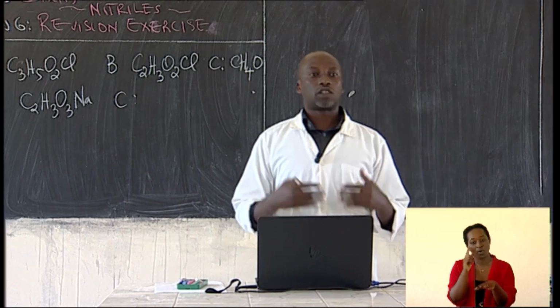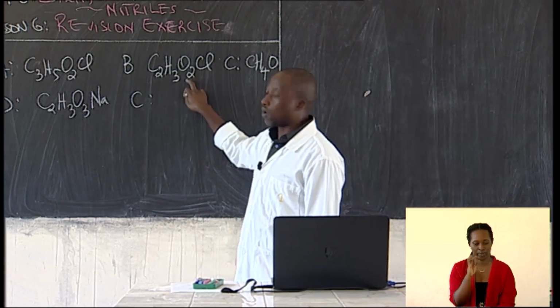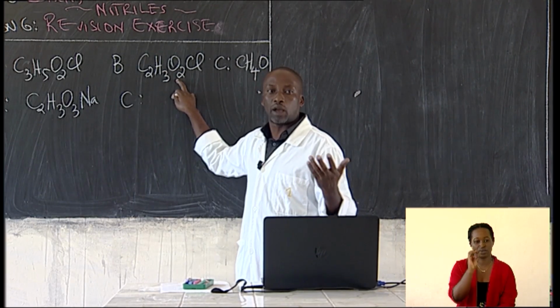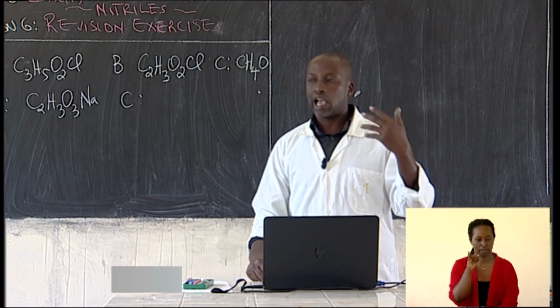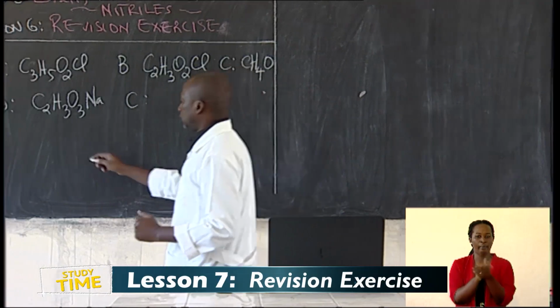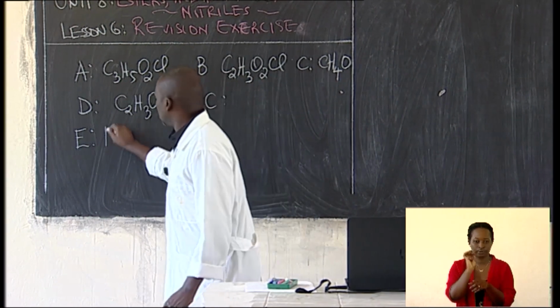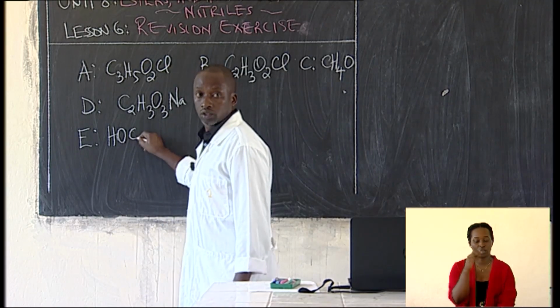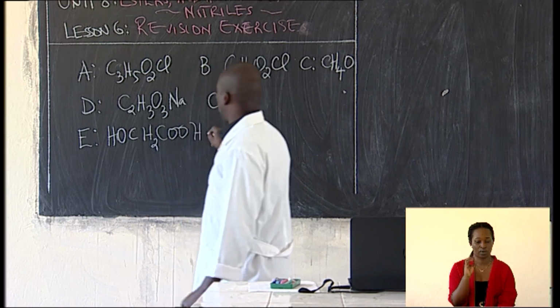When B was boiled with aqueous sodium hydroxide, and the mixture acidified, it gave E. So E is given as HOCH2COOH.